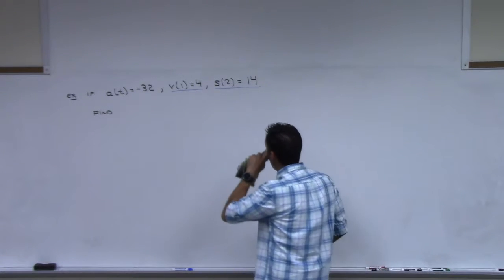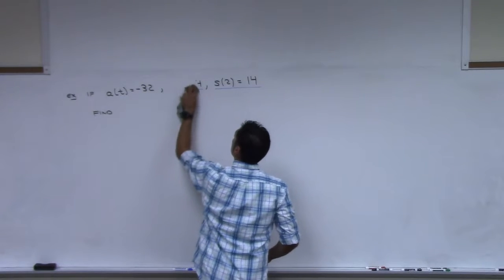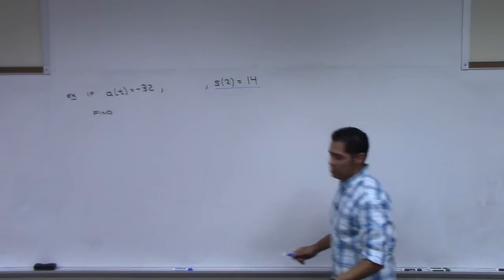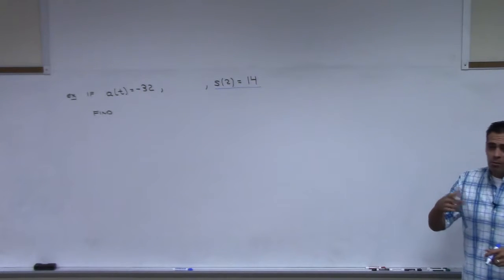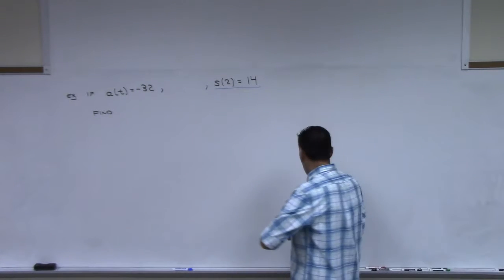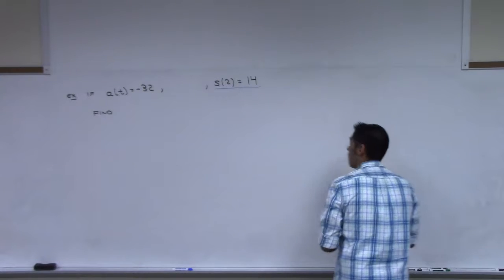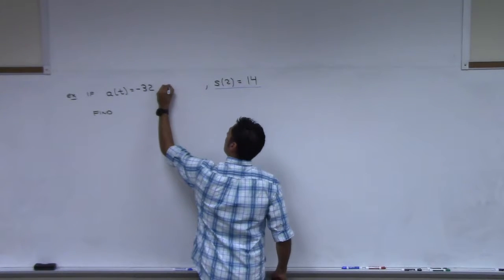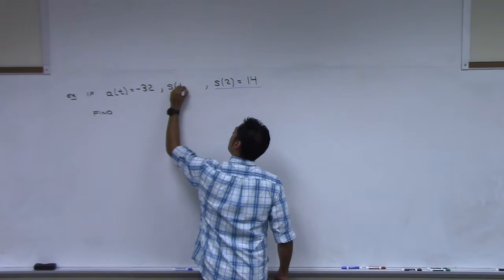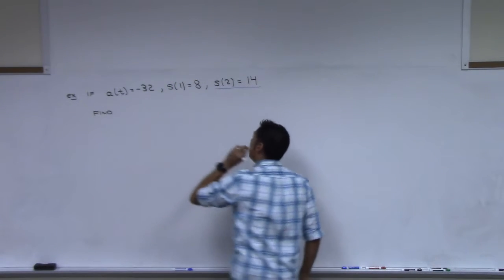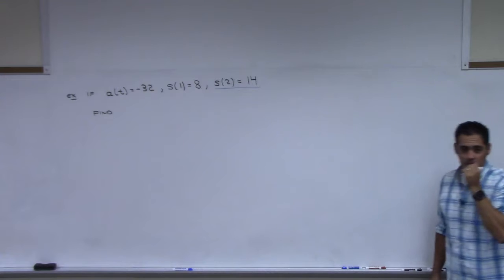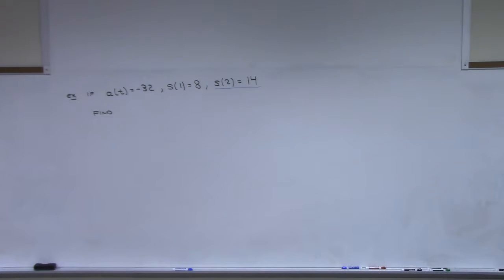So I'm going to keep that S of 2 as 14 up there. But instead of giving you that V of 1 was 4, I'm going to tell you that S of 1 is 8. S of 1 is 8.